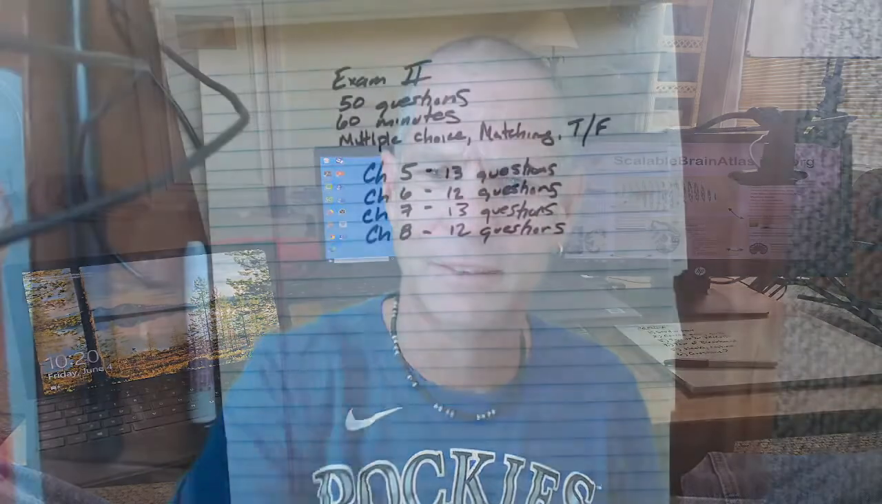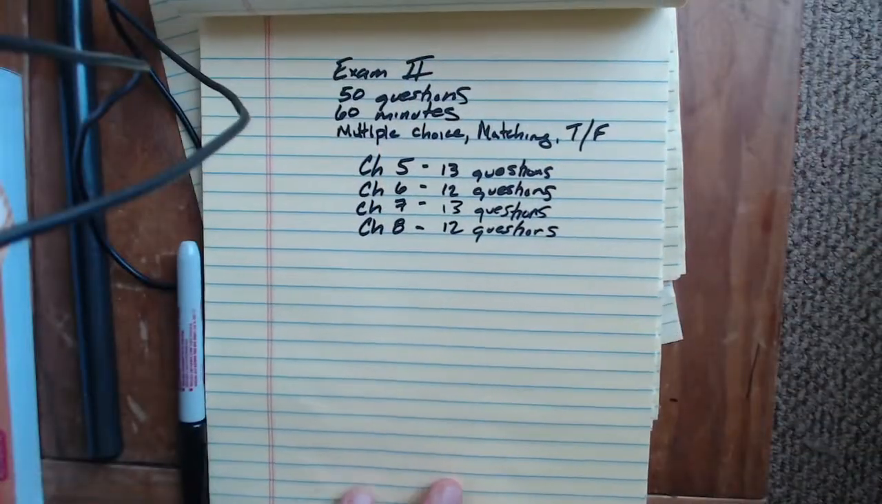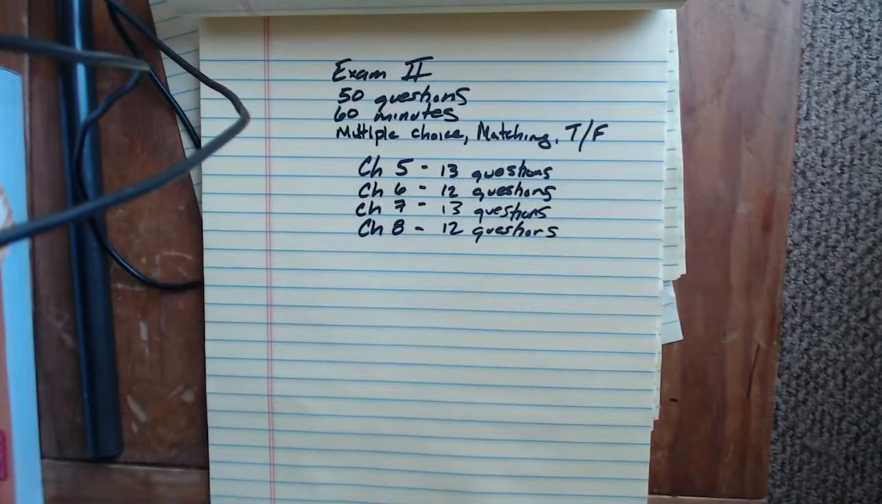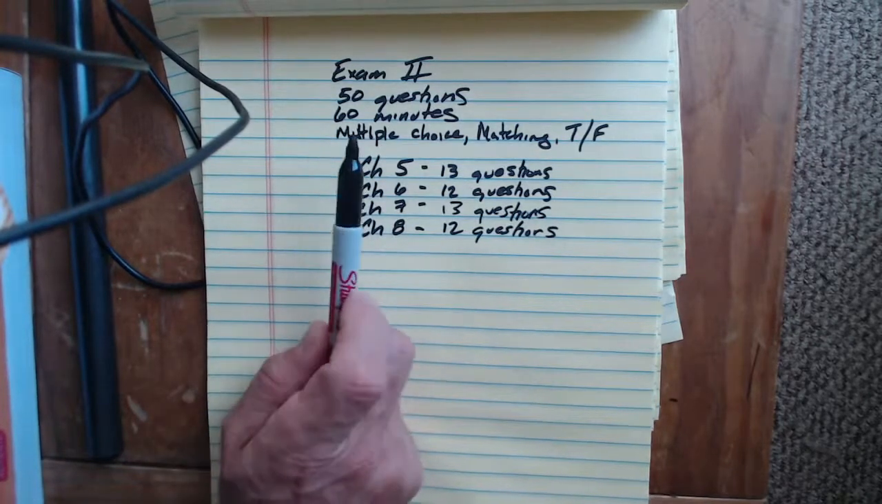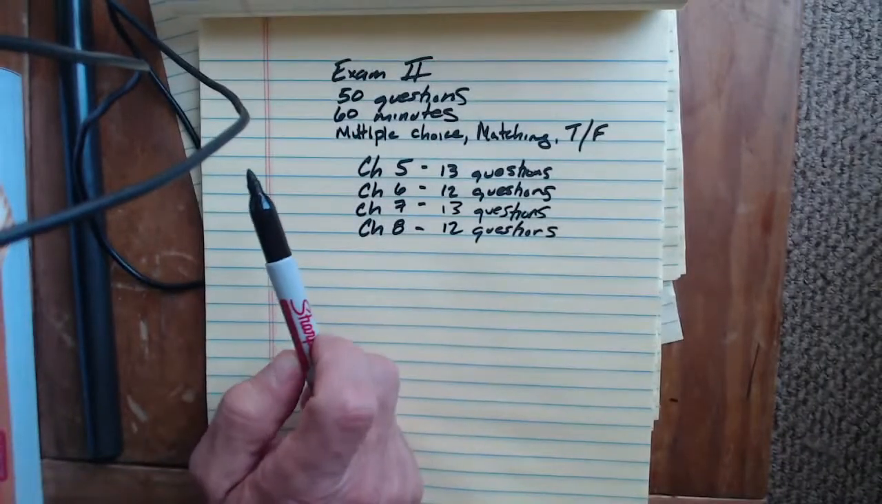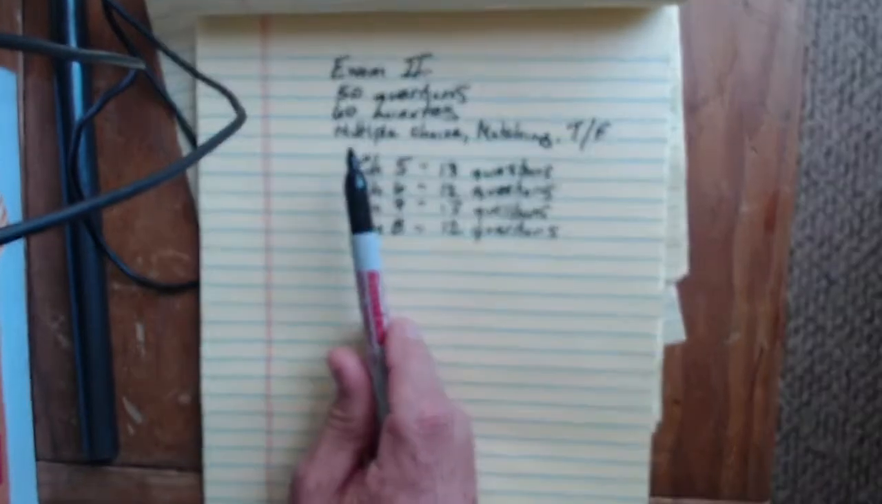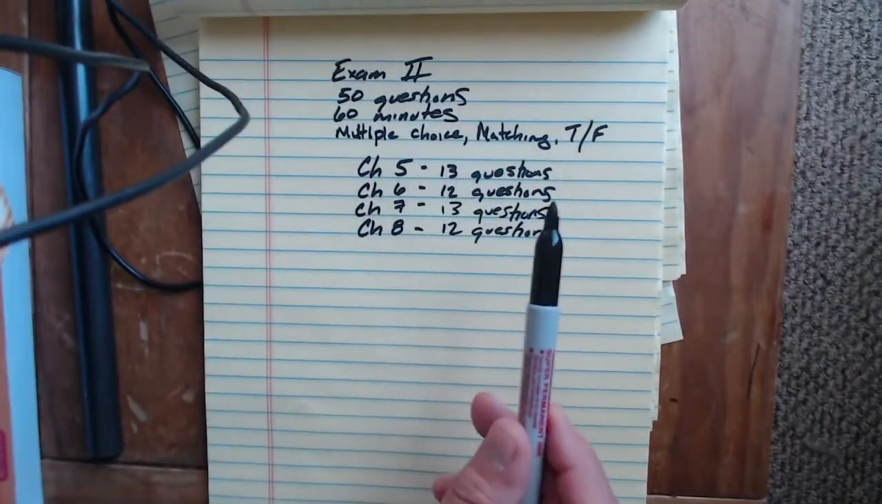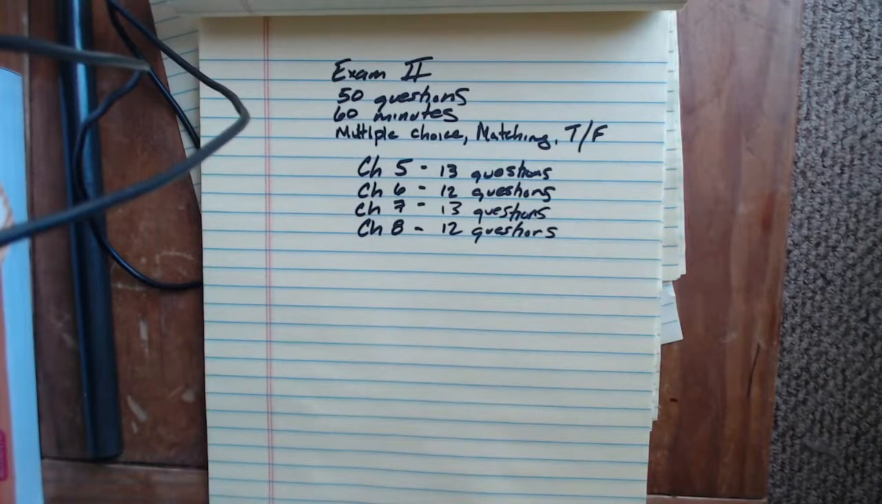So what are we going to talk about today? Looks like we're going to talk about exam 2. Okay. So let's talk about the basics for this exam. For exam 2, you've got 50 questions. You've got 60 minutes to do those 50 questions, and those questions are a mix of multiple choice, matching, and true false. There will be no short answer on this exam.